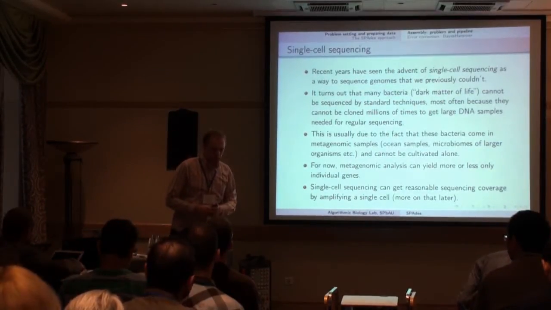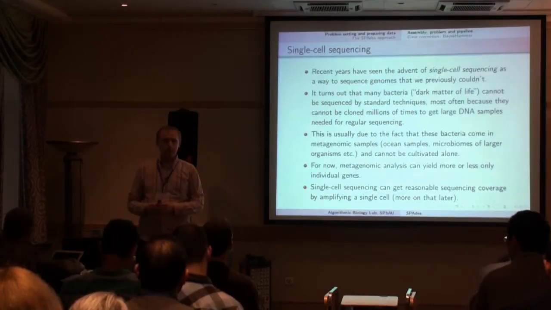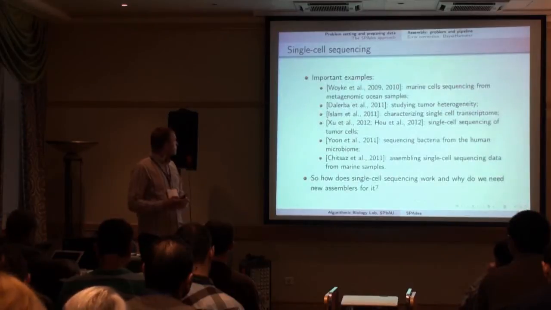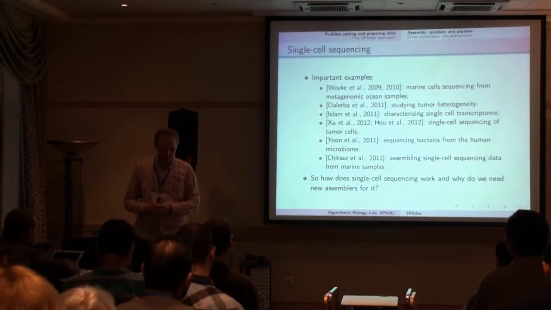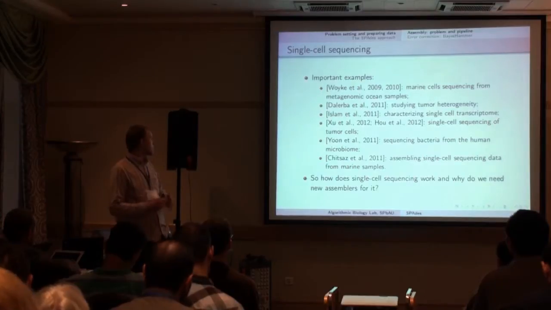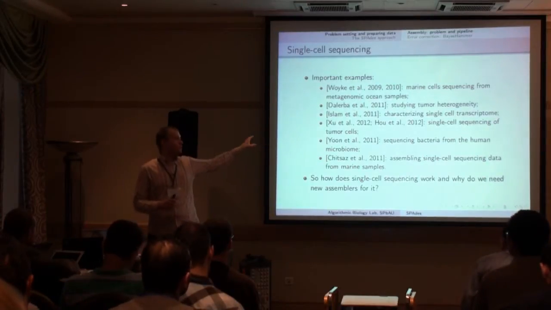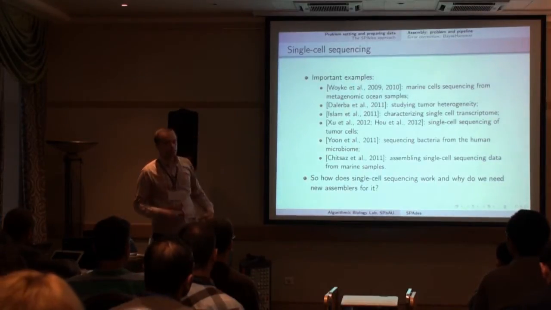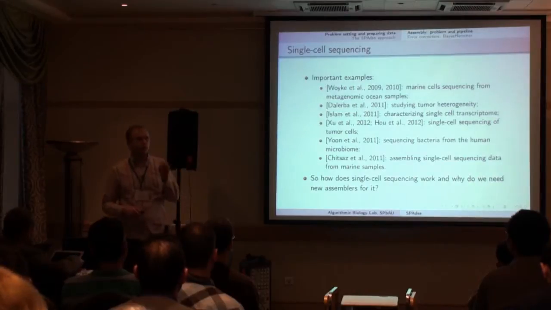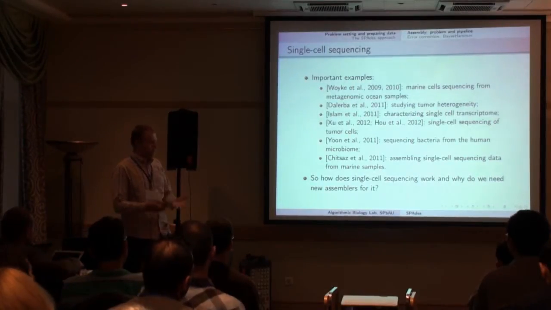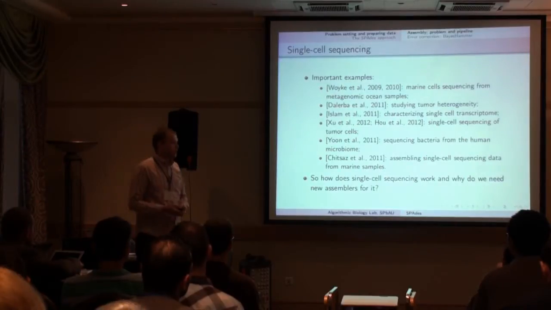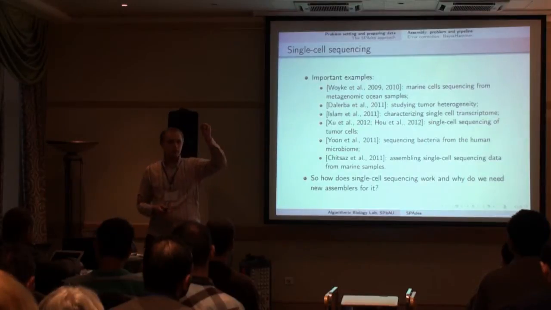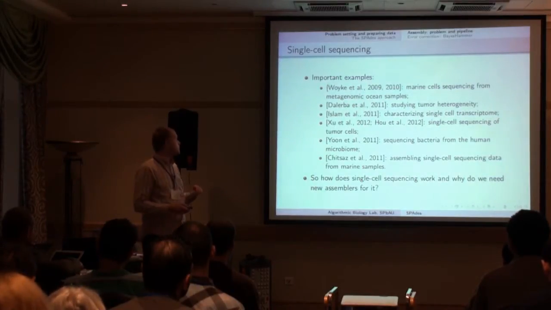So that is why single-cell sequencing has become an important tool over the last 2 or 3 years. And important examples of single-cell projects include, well, the modern state of single-cell sequencing began from marine cell sequencing, from deep ocean samples that are in essence metagenomic. And again, we can single out a cell from this sample and then try to amplify it by this single-cell technique, which I will get to a bit later.